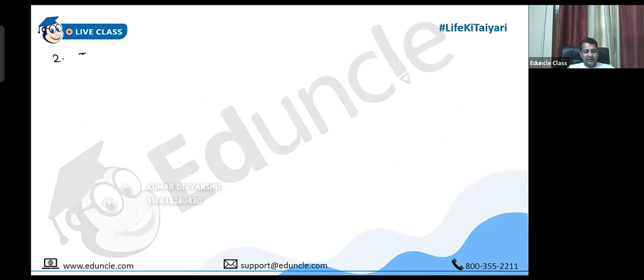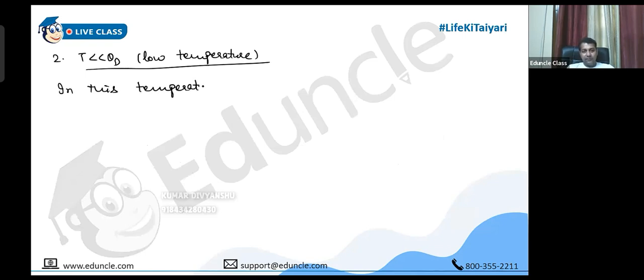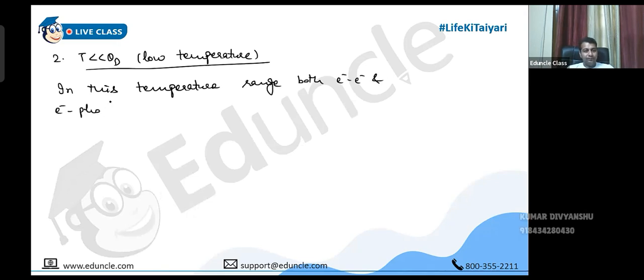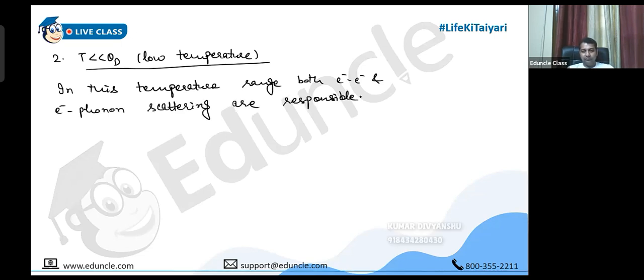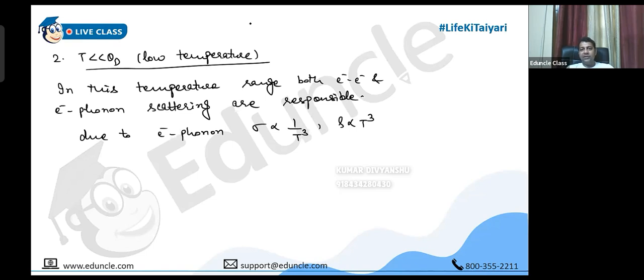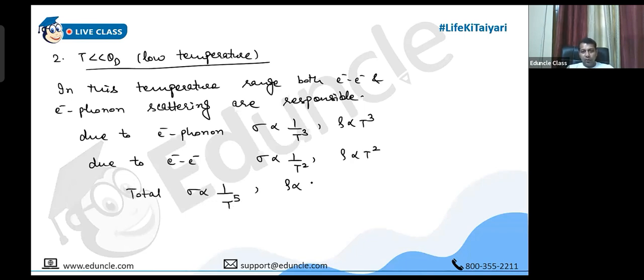Now the second case. What happens when T is less than theta D, meaning low temperature? At low temperature, both are important. So this is the dependency due to phonons. And due to electron-electron, it is 1 by T square. So in totality, sigma is inversely proportional to T5, or rho is proportional to T5.